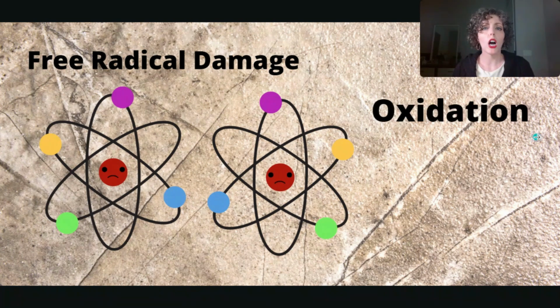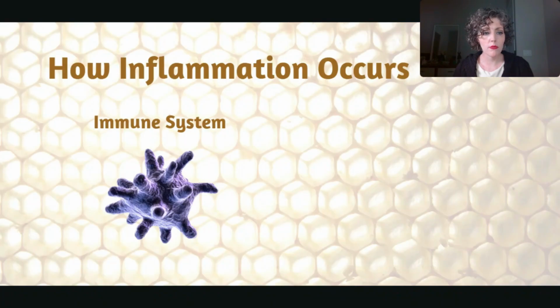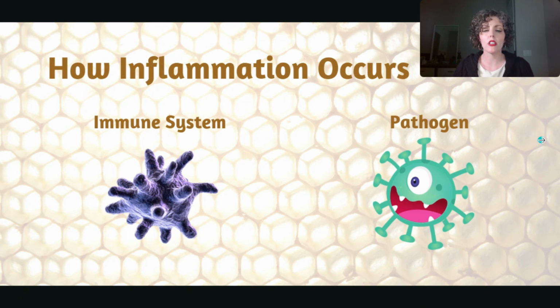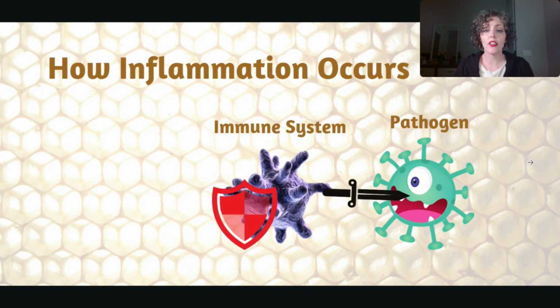So this is what's called oxidation. And oxidation actually is inflammation. And so how inflammation happens is that we have our immune system, our immune response, our little cells that keep us healthy inside. And what happens is it notices a pathogen, gears up, and kills the pathogen.